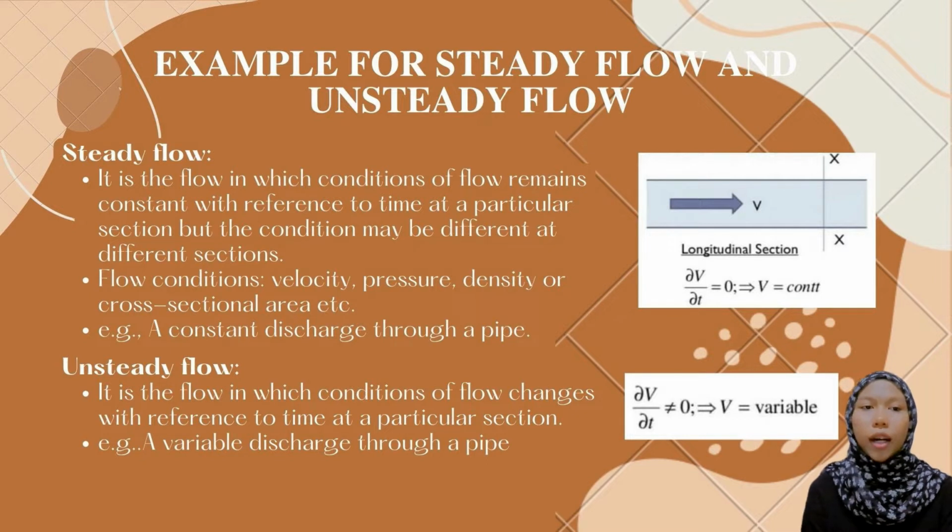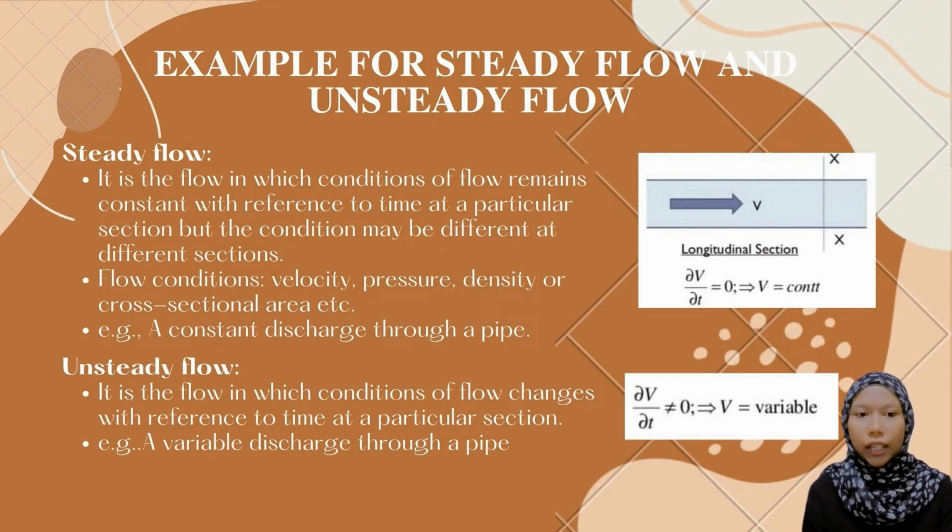Steady flow is the flow in which the condition of flow remains constant with reference to time at a particular section, but the condition may be different at different sections. Example, a constant discharge through a pipe. The calculation for steady flow is dV over dt equal to 0, which means V is constant.